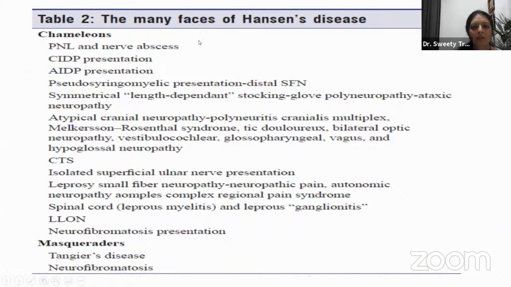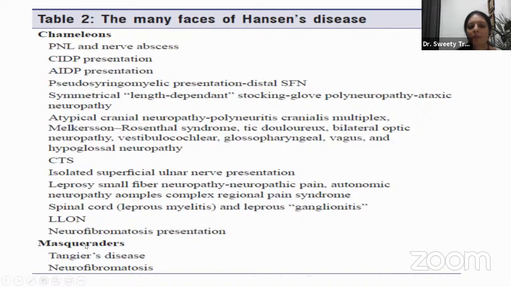This is from an article that I have taken. These are many phases of Hansen's disease. Sometimes they can have an AIDP-like presentation or a CIDP-like presentation. Rare presentations include leprous myelitis and leprous ganglionitis, which were reported by Dr. Khadilkar. A patient presented as a case of quadriplegia with myelopathy features, and when the biopsy was taken from the nerve root, they demonstrated AFB.